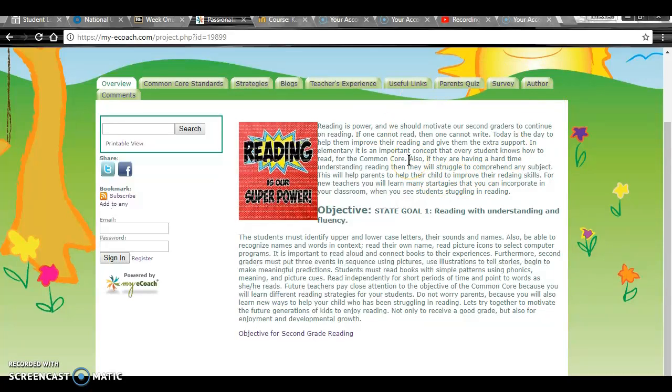Reading is power, and we should motivate our second graders to continue reading. If one cannot read, then one cannot write. Today is a day to help them improve their reading and give them the extra support in elementary. It is an important concept that every student knows how to read for the Common Core. Also, if they are having a hard time understanding reading, then they will struggle to comprehend any subject. This will help parents to help their student improve their reading skills.